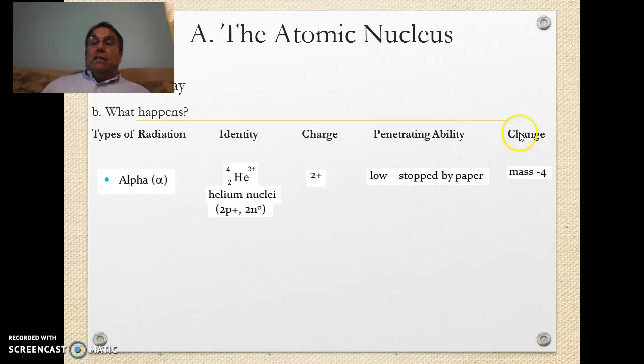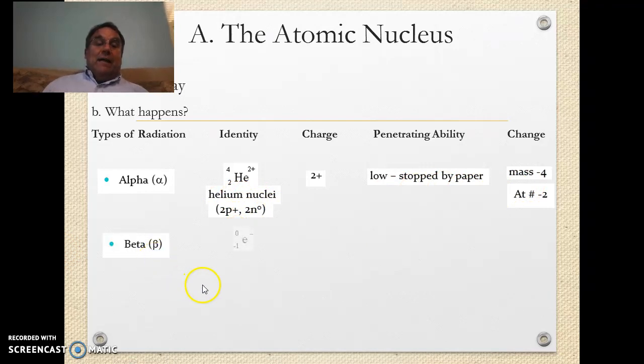The change in the nucleus, this change here means the change in the nucleus. When an alpha particle is spat out, the mass will go down by 4, that's why the minus 4, and then the atomic number will go down by 2, that's why minus 2. And it makes sense because it's losing an atomic number, 2 protons, and a mass of 2 plus 2 is 4. Okay, beta particles.